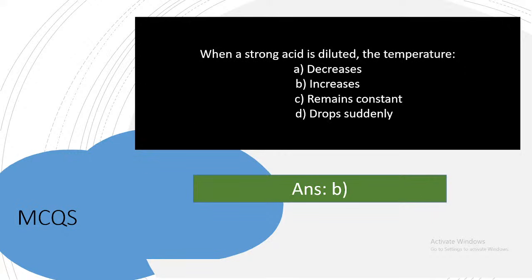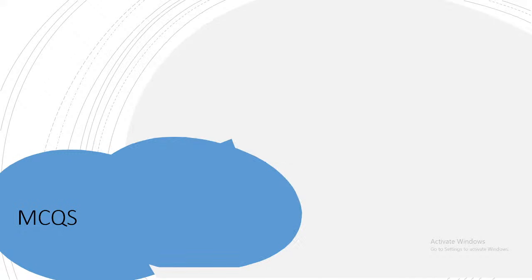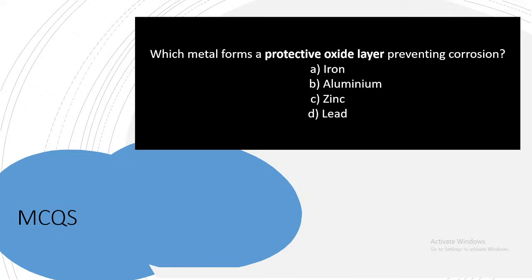Okay, let's do the next one. Which metal forms a protective oxide layer preventing corrosion? Option A, iron; option B, aluminium; option C, zinc; option D, lead.